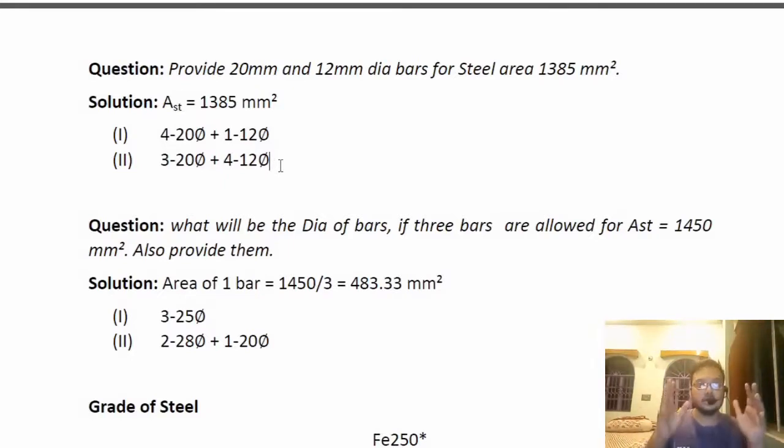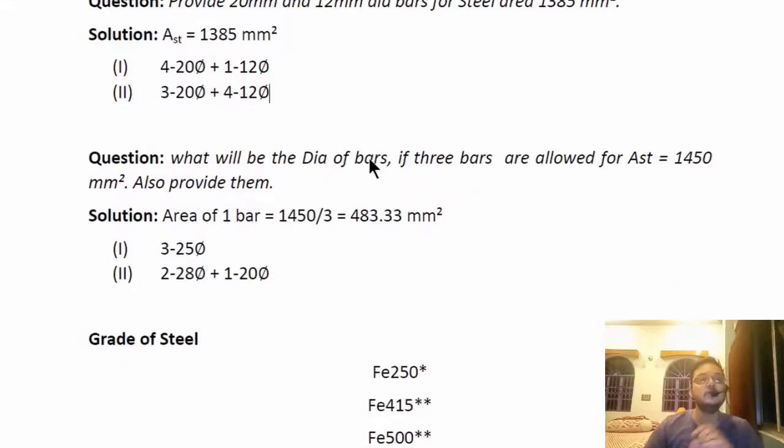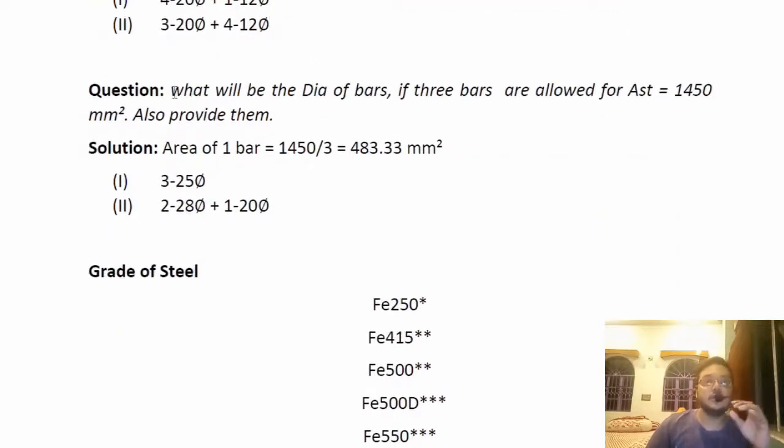And you being the designer, you can provide any kind of bars as you want, of any dia. So it was asked in the question to provide only 20 and 12 mm dia bars. So you just try to do one thing: try to solve this for bars of different dia, and please write your answer in the comment section, and try to use not more than 10 bars in your combination.